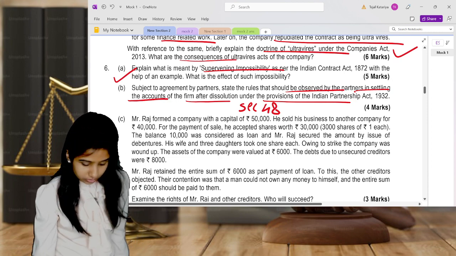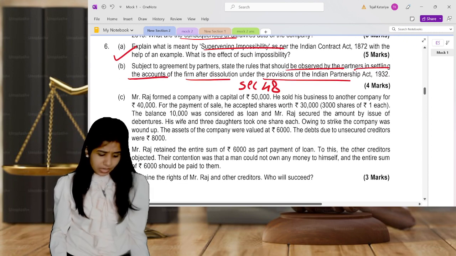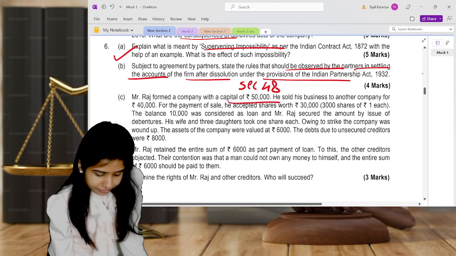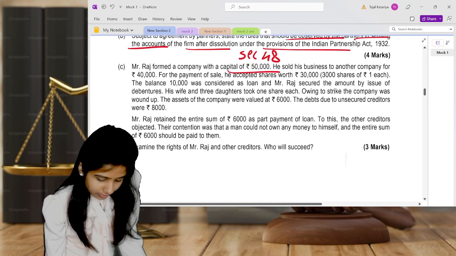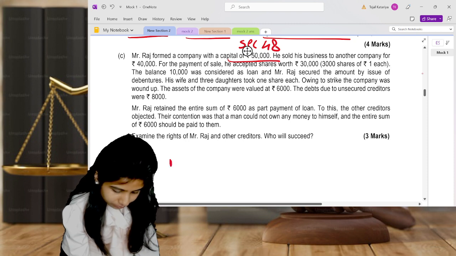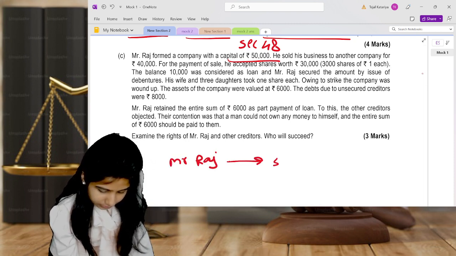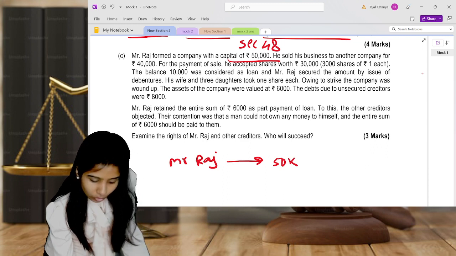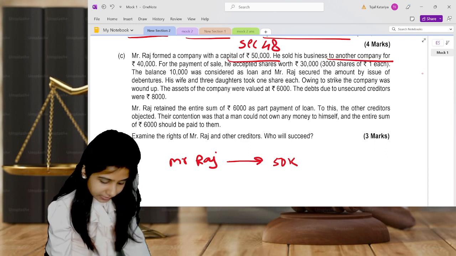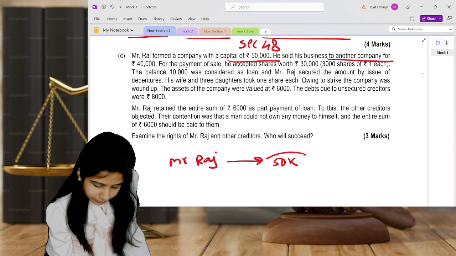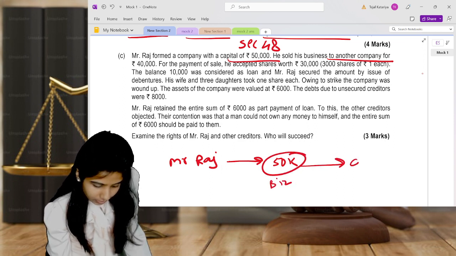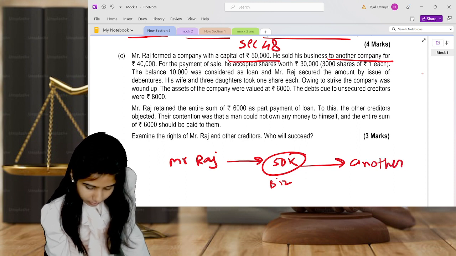And the last question is: Mr. Raj formed a company with a capital of 50,000. Mr. Raj formed a company whose capital is 50k. Now he sold his business, this 50k business, to another company.